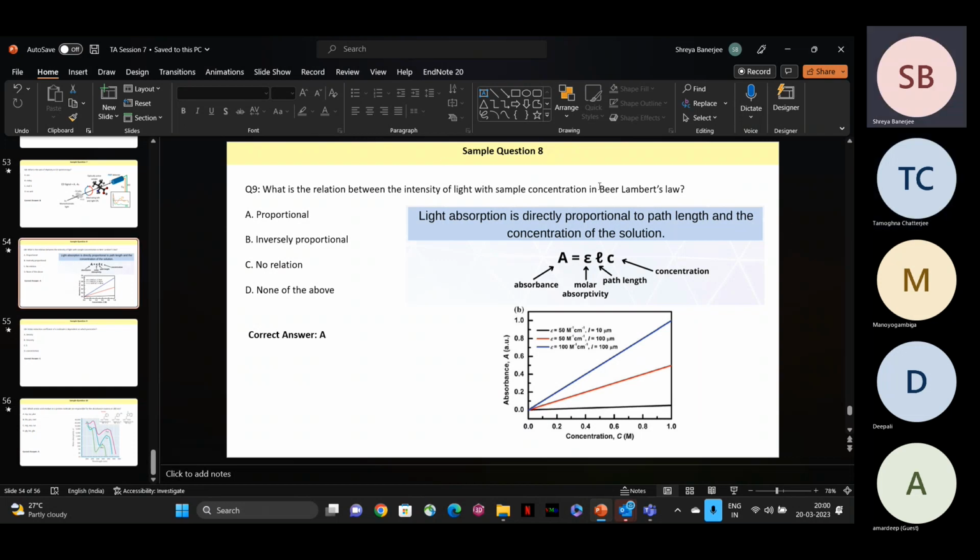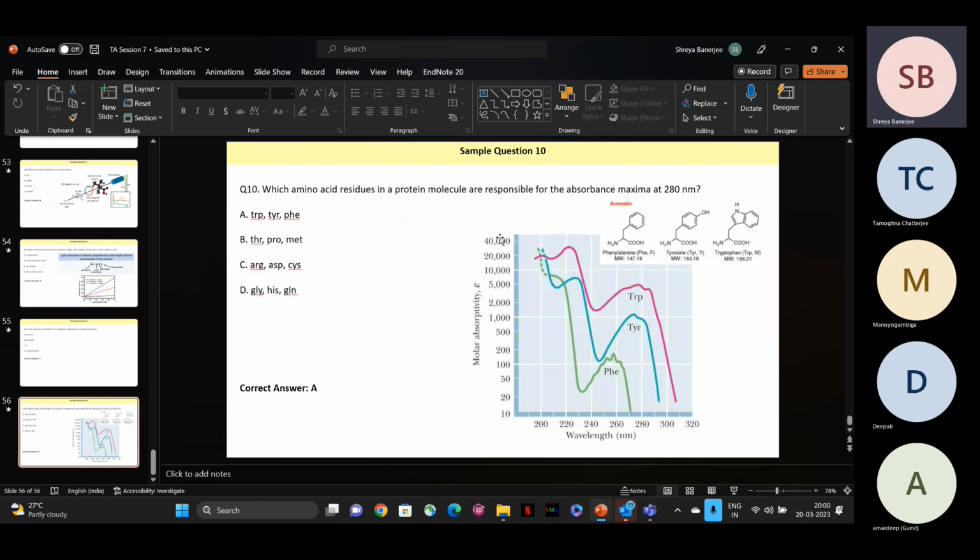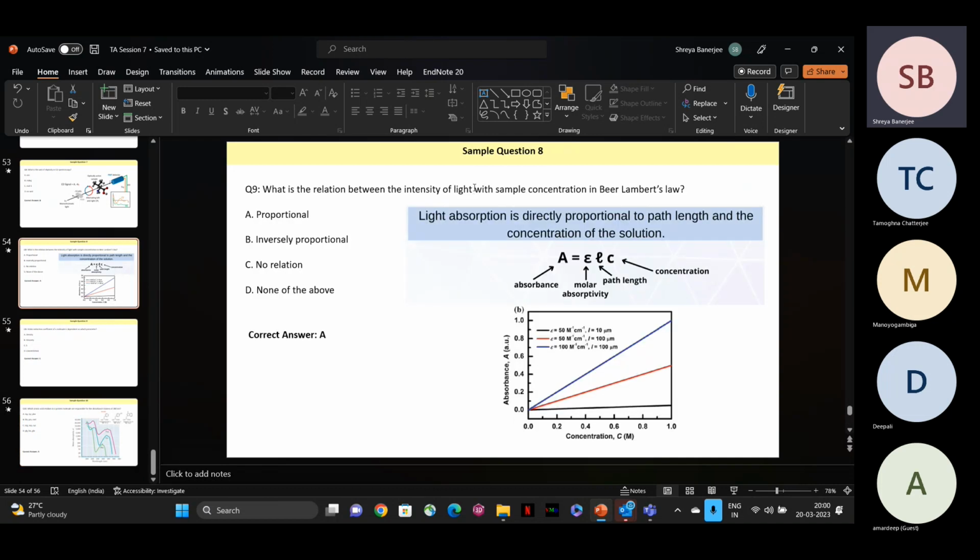Okay, so in Lambert-Beer's law, it is for UV visible spectroscopy. And in UV visible spectroscopy, we observe the absorbance. If you look at UV visible spectroscopy, on the y-axis, absorbance is there. You're thinking about infrared spectroscopy, where on the y-axis, transmittance is there. So when it is talking about intensity of light in UV visible spectroscopy, we are talking about absorbance. That is why it is proportional.